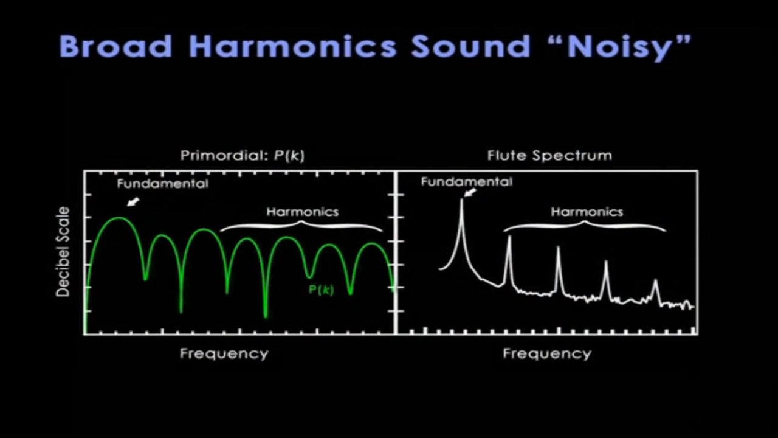This is actually very obvious. If we use a decibel scale to compare the primordial and the flute spectra, the flute harmonics are so much narrower. Listen to the difference.